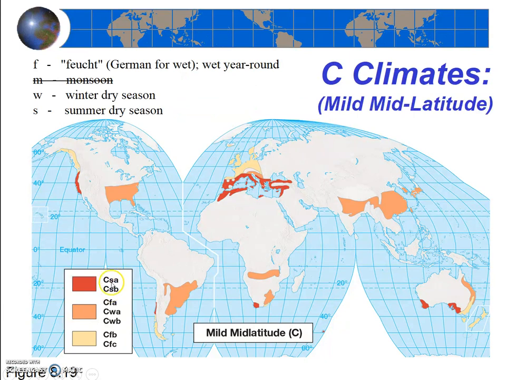The second letter deals with precipitation, and we'll use some of the same letters that we did for the A climates, though there's no monsoon in the mid-latitudes, so we don't have to worry about that one. F means year-round moisture. W means a winter dry season. And we're introducing a new one, a small s, which is a summer dry season. So you can see in the Mediterranean climates, we have a summer dry season. We'll talk more about that in a minute.